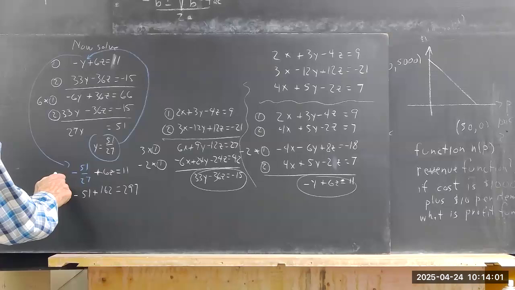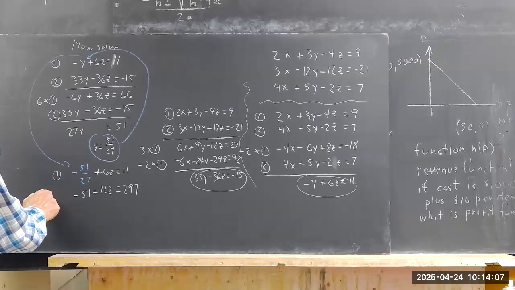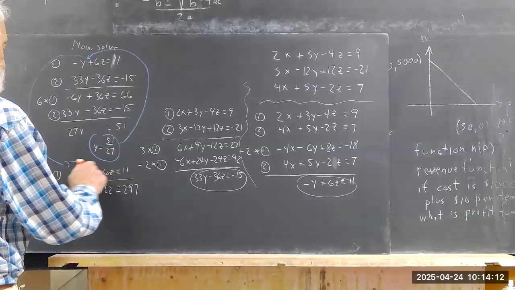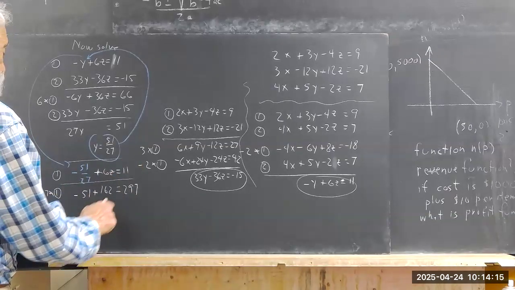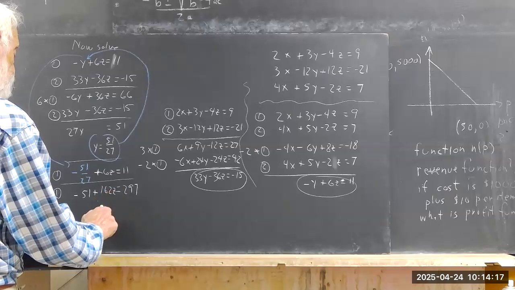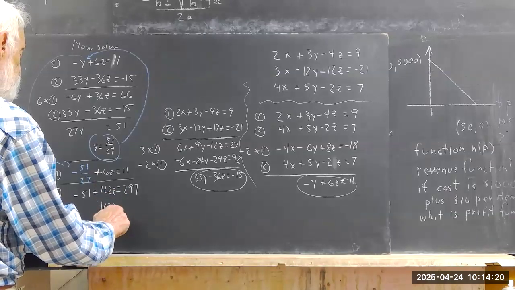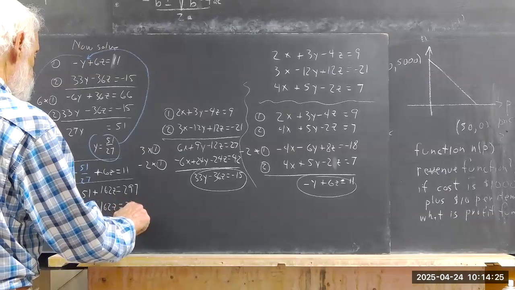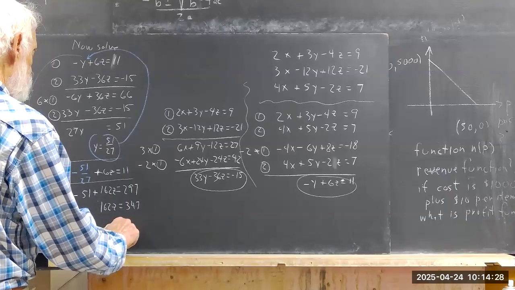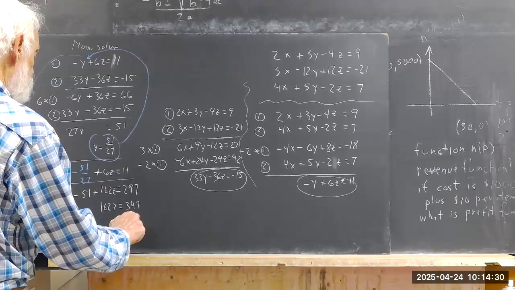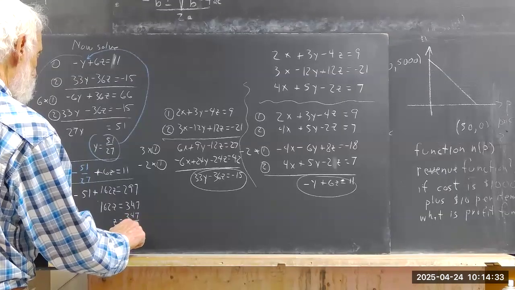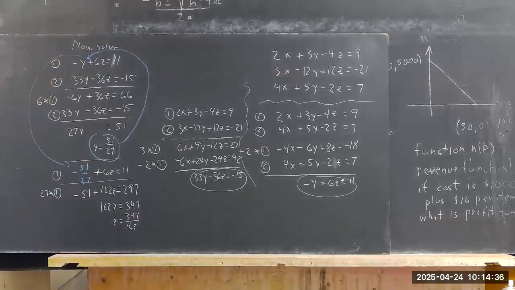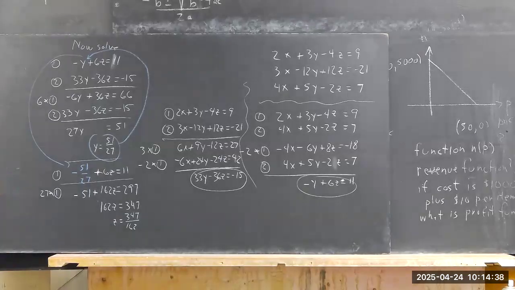So here's equation one. We do 27 times the equation. And we get this, and it's 162z. You get 162z equals 347. I'm doing these numbers kind of quickly. They're probably not quite going to work out. So z equals 347 over 162.